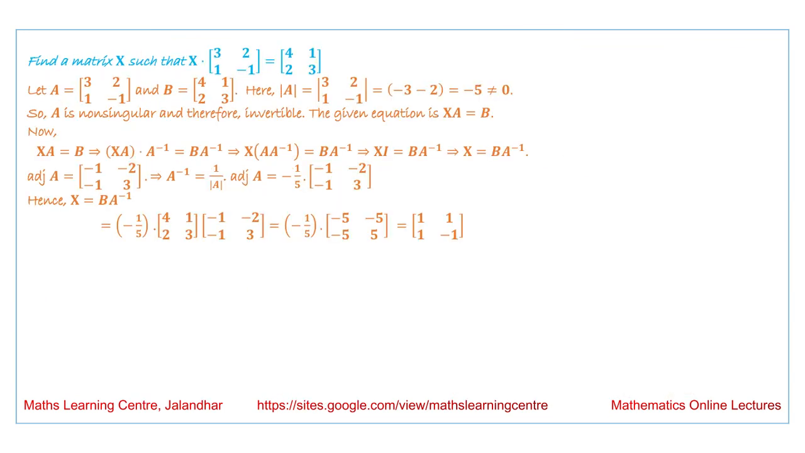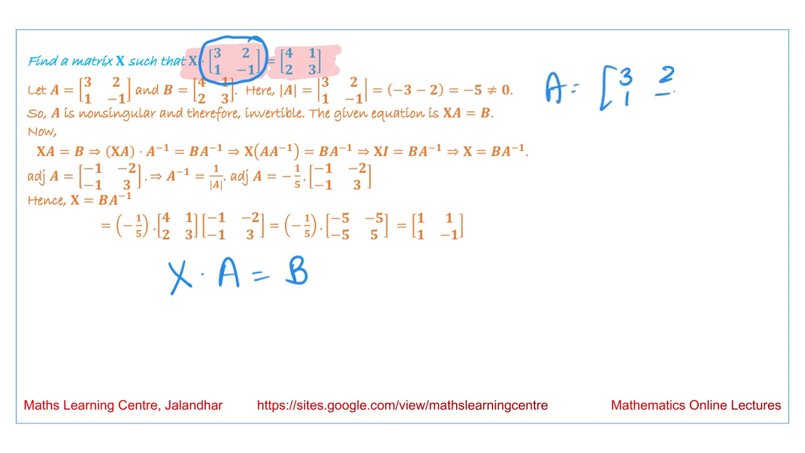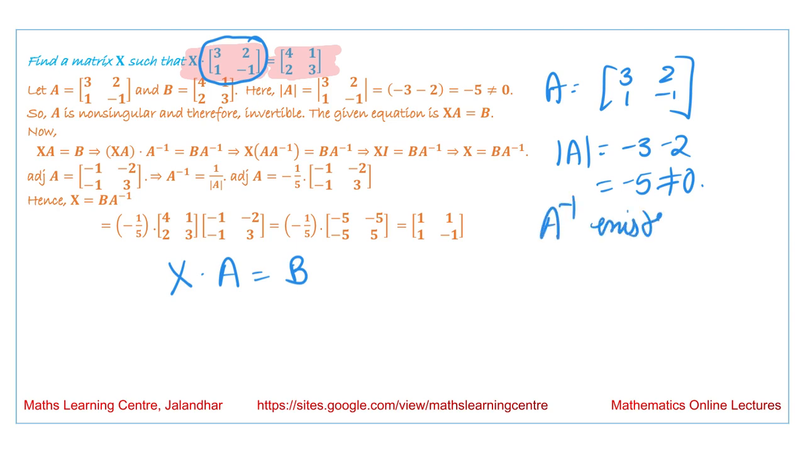Next is: find a matrix X such that X into this matrix 2, 3, 2, 1, minus 1 is equal to 4, 1, 2, 3. So this is in the form X into some matrix A is equal to B. Now if we look at this matrix, we write A is equal to matrix 3, 2, 1, minus 1. Determinant of A will be equal to minus 3 minus 2 is equal to minus 5, which is not equal to 0. It means A is invertible. It means A inverse exists.